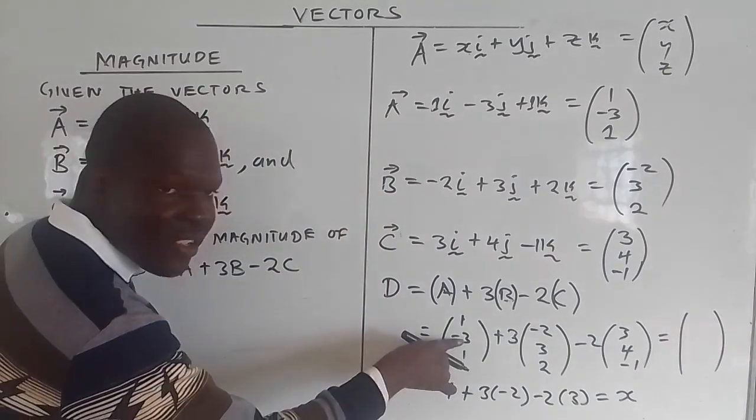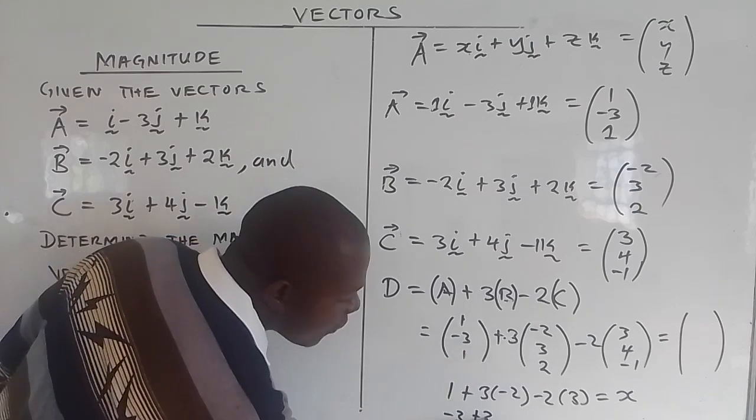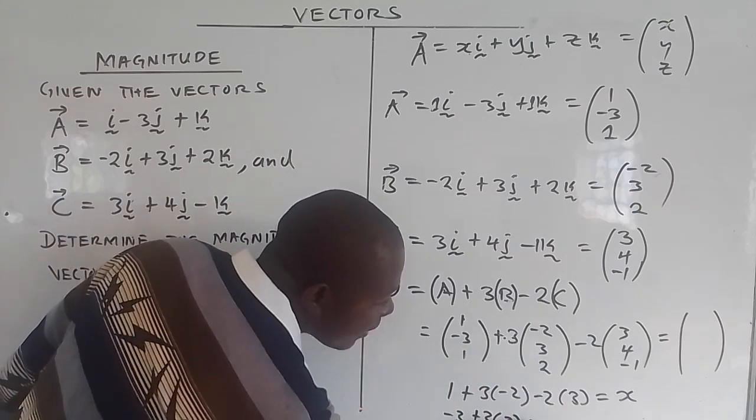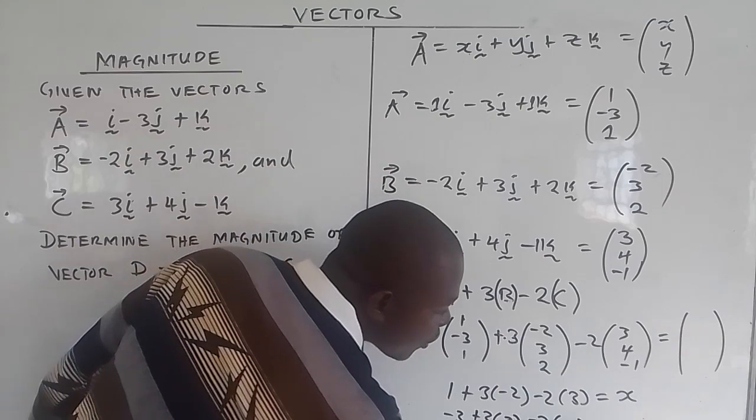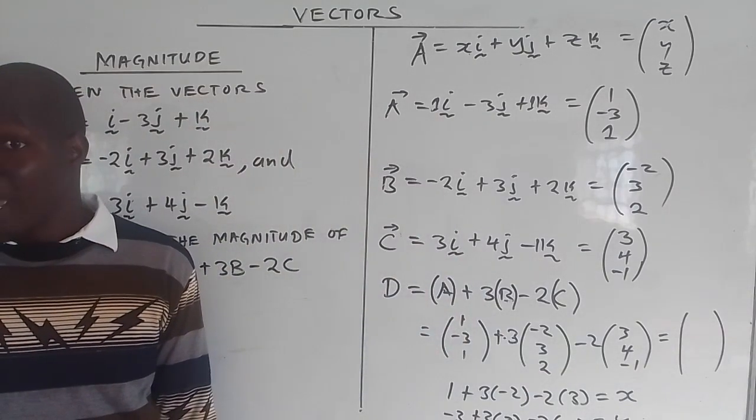Then you go to the y's. What is y here? Negative 3. Then outside here we have plus 3 into y here, which is 3. Then we have minus 2 into y here, which is 4. You get the final y value. Are you seeing that? Are we together?